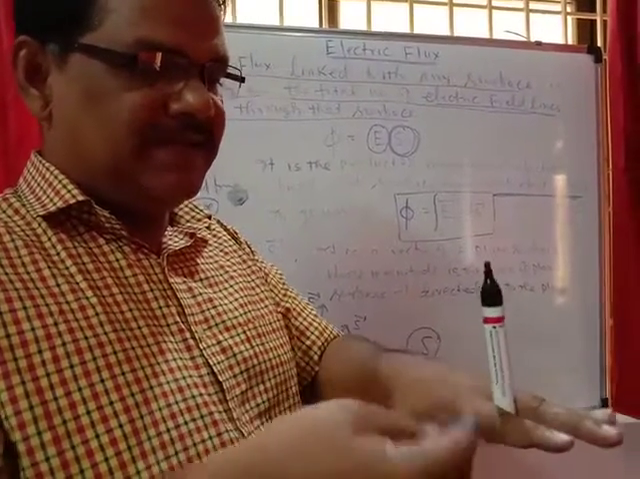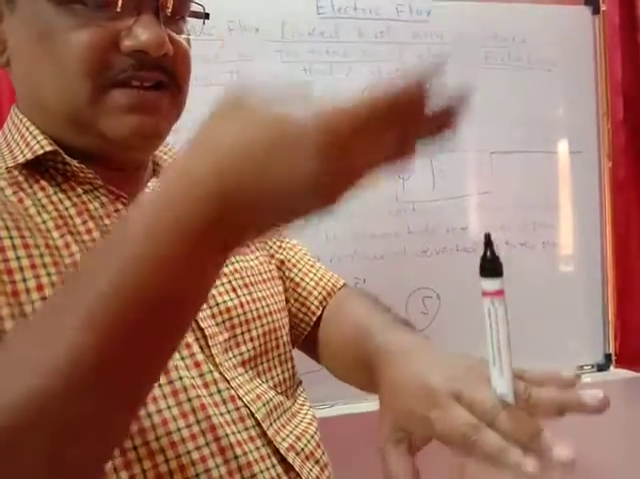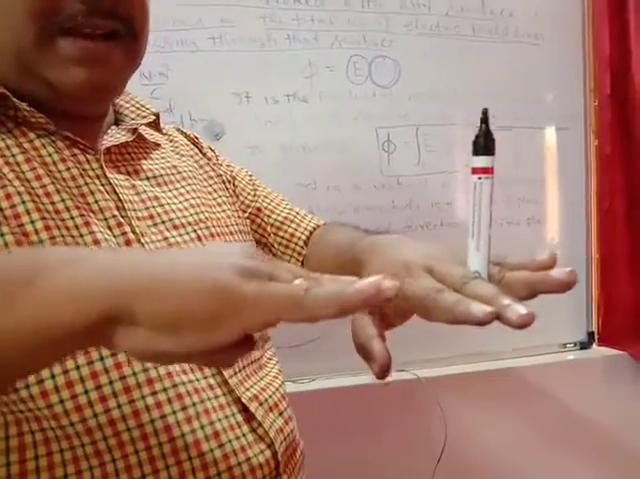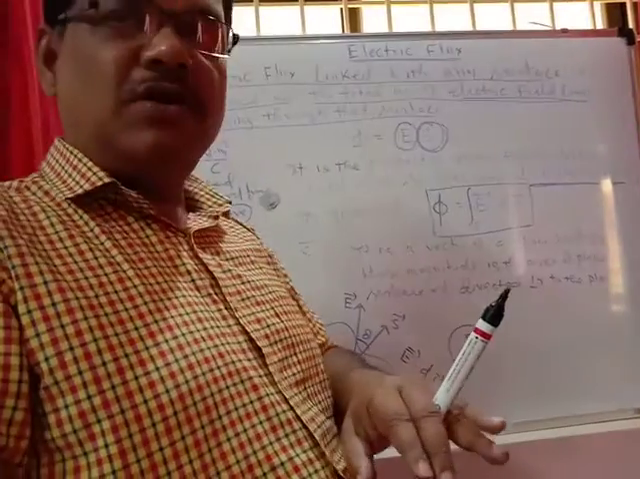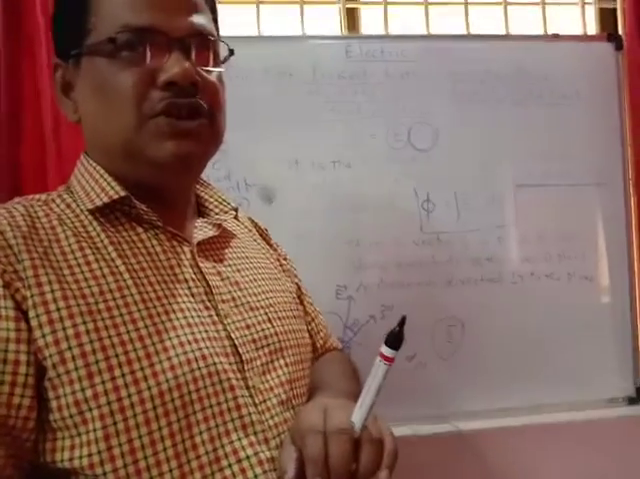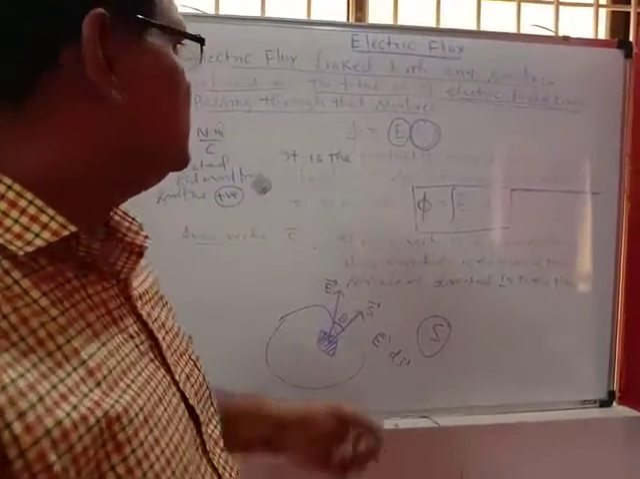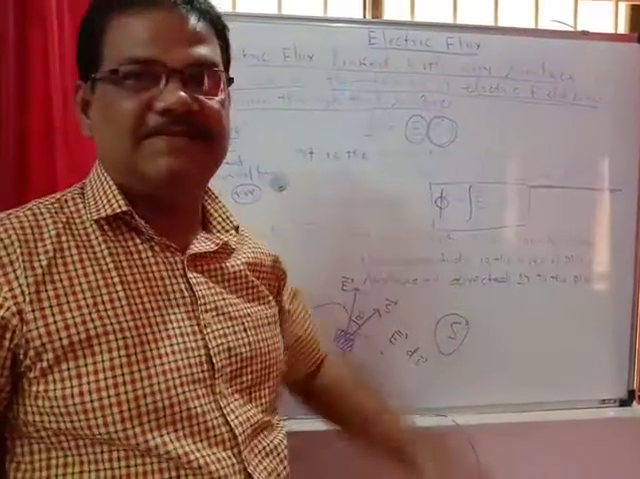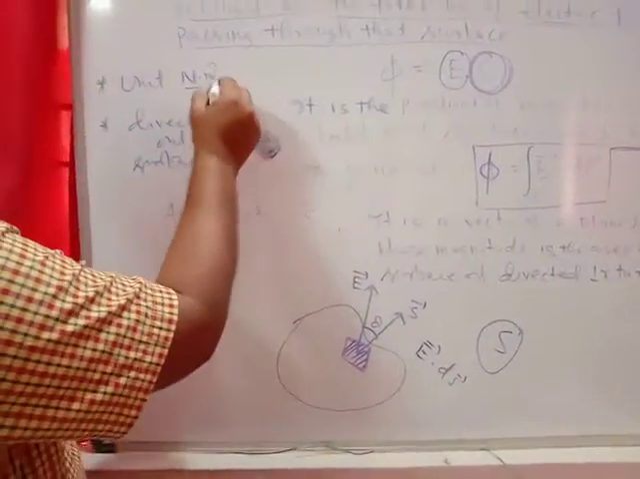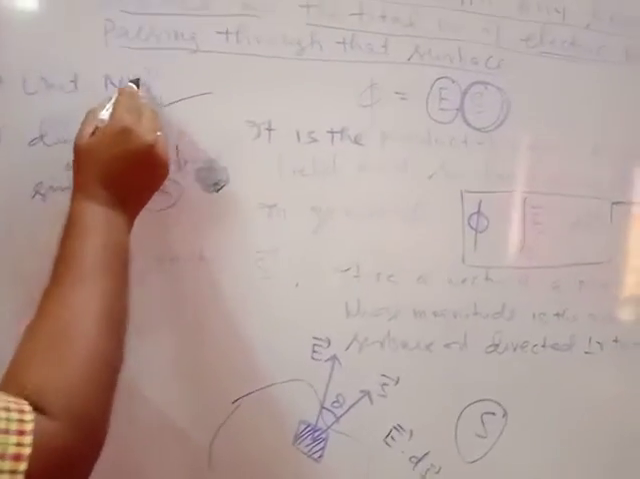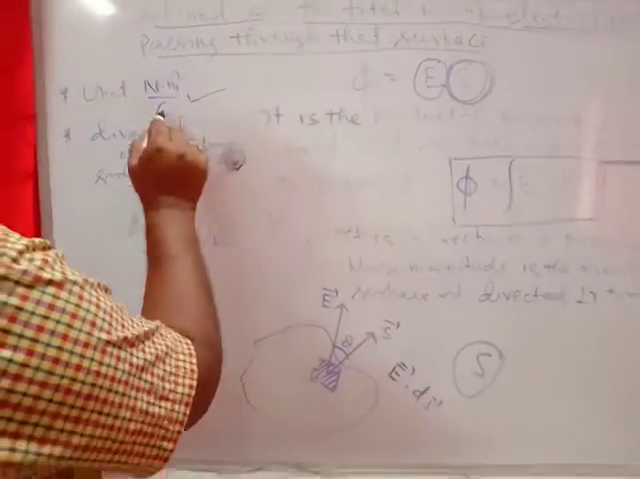In this other case, the direction of the area vector will be along this direction, and the E vector is along this way, so the angle is 90 degrees. So E dS cos 90 degrees will be equal to 0. So zero flux is linked to the surface. I think you have understood the electric flux. From here you can get the unit: Newton meter square per coulomb. This is the Newton per coulomb, this is the meter square, Newton meter square per coulomb.